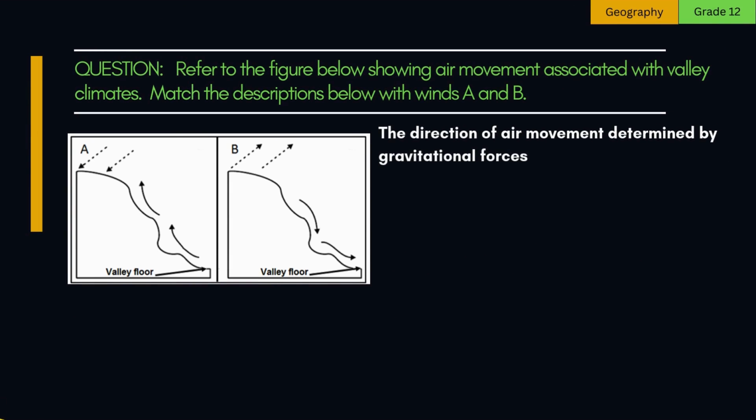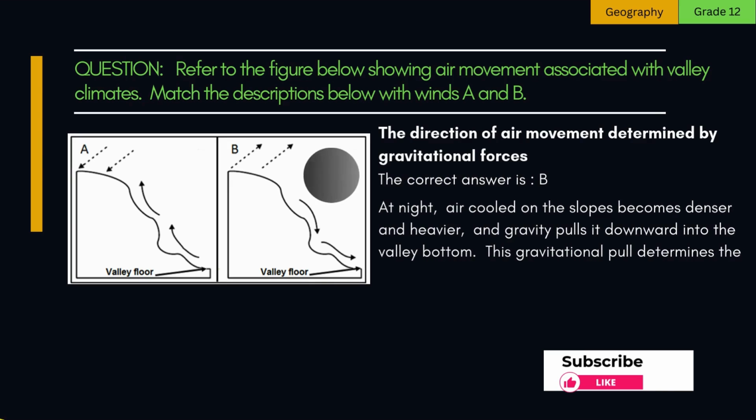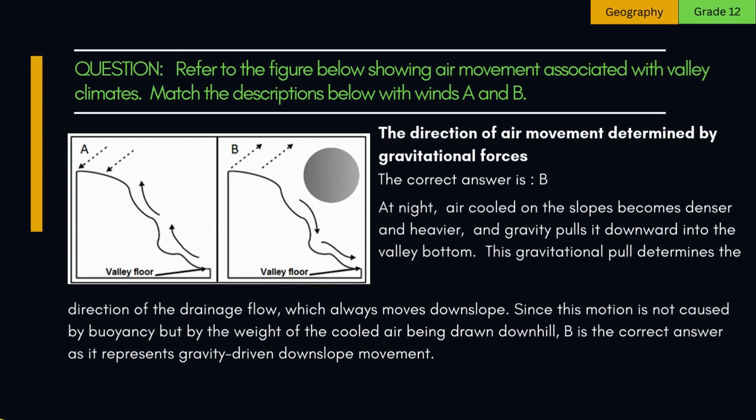7. The direction of air movement determined by gravitational forces. The correct answer is B. At night, air cooled on the slopes becomes denser and heavier, and gravity pulls it downward into the valley bottom. This gravitational pull determines the direction of the drainage flow, which always moves downslope. Since this motion is not caused by buoyancy, but by the weight of the cooled air being drawn downhill, B is the correct answer, as it represents gravity-driven downslope movement.